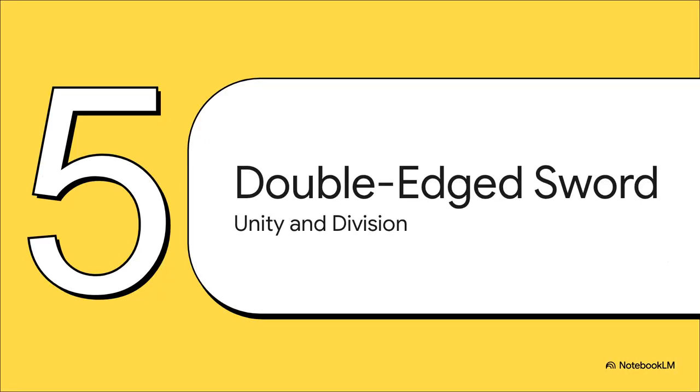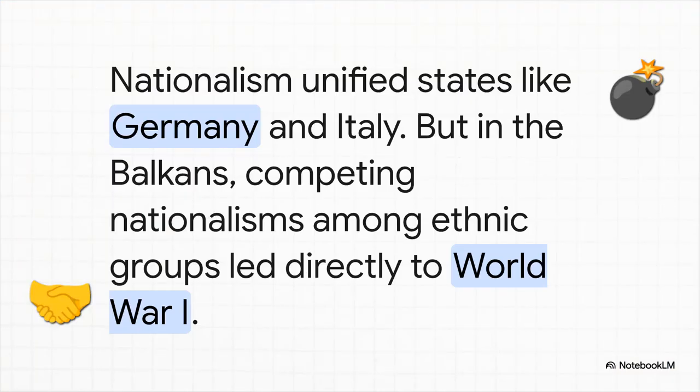But, and this is a huge but, the very same force that can unite a people can also tear them and the world apart. So for our final section, we've got to look at nationalism's double-edged sword. And this is where it gets really complicated. Nationalism worked in places like Germany and Italy. It united people with a shared language and culture into powerful new states. But in a place like the Balkans, which was incredibly diverse, that same impulse was poison.